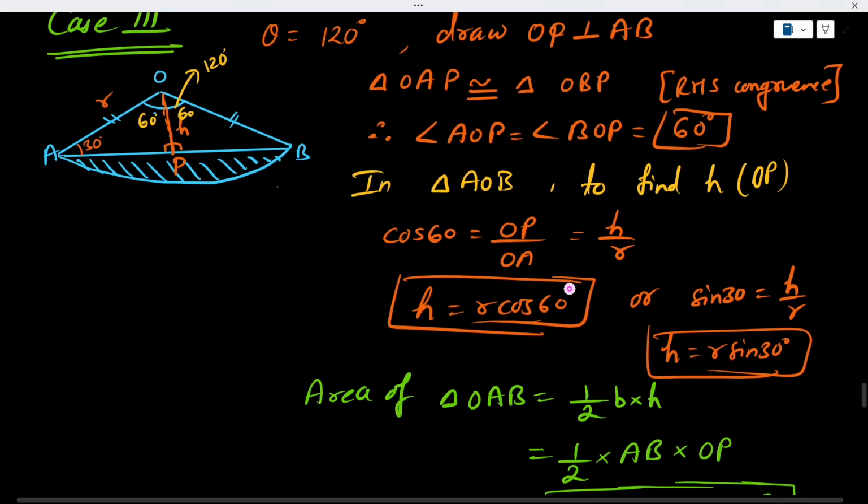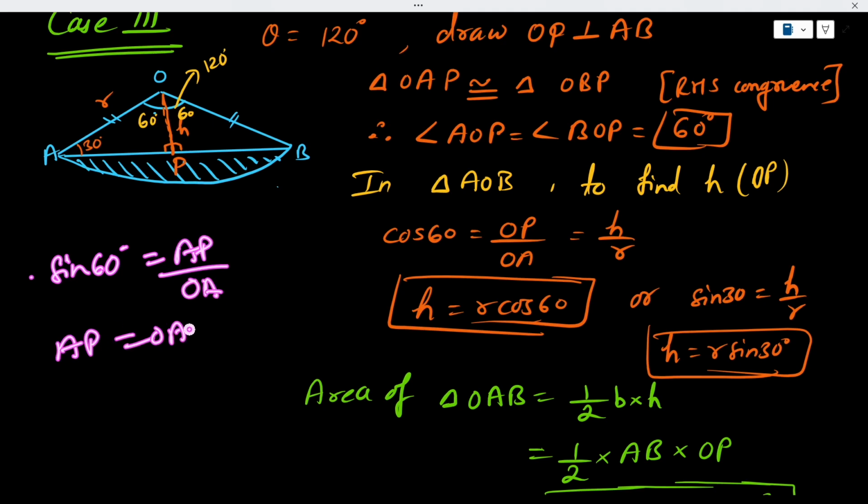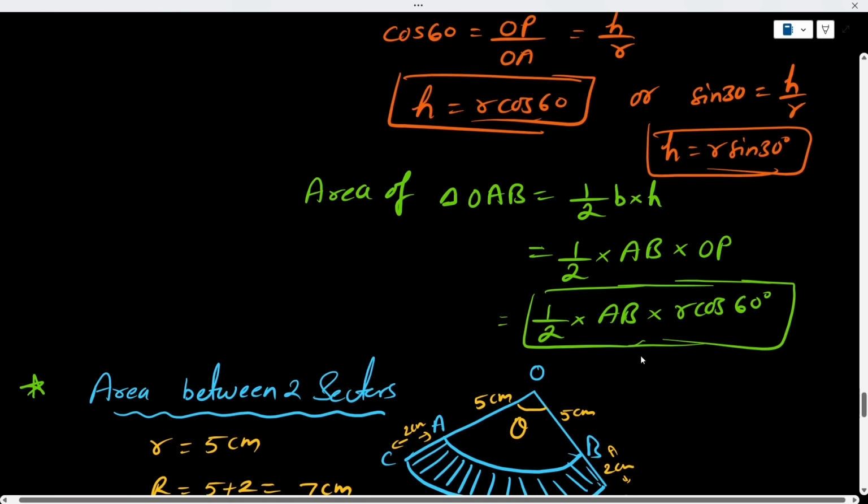Now once you get the height, base also, sometimes the chord length is given or not given. Again you can use a trigonometric ratio. So how can we do it here? I can take sine 60 equals AP by OA. So AP is going to be OA sine 60, right? Now double of AP, because this side is equal to this, is going to be AB. So AB will be 2 times AP. And calculate the area of the triangle.